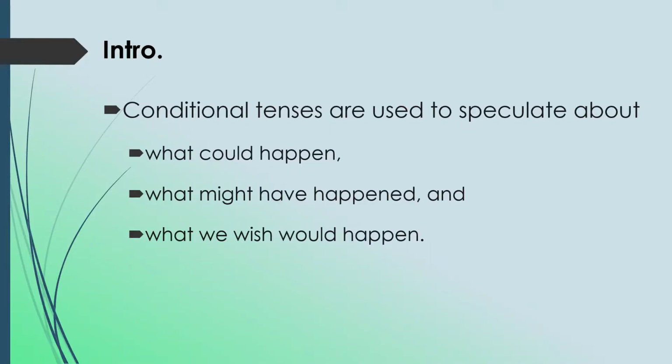So where is our introduction? Whenever we are talking about conditional sentences or conditional tenses, we are talking about the possibilities, the probabilities, what could happen and what might happen. We are talking about some context which is unreal, and of course we also want to talk about our wish that would happen. So we are talking about some imaginary situations in conditionals.